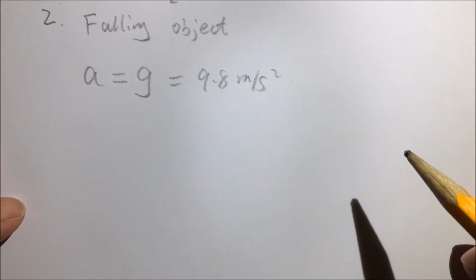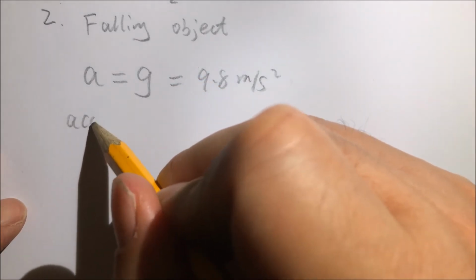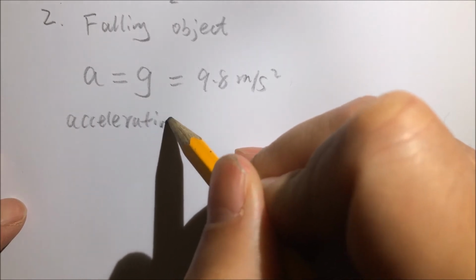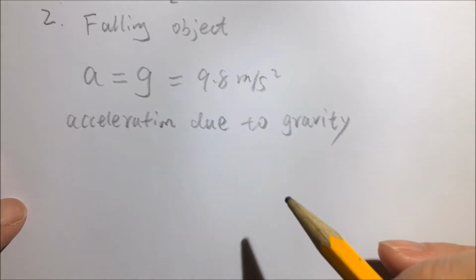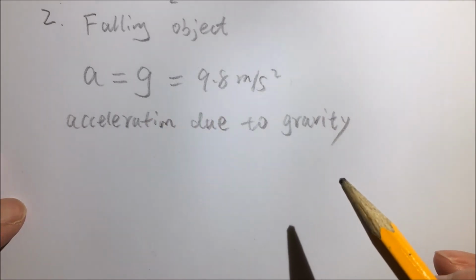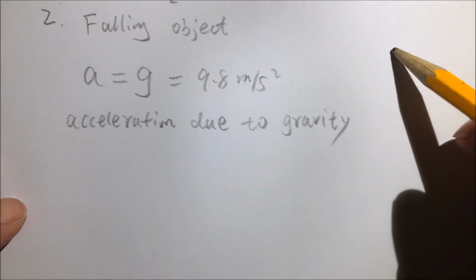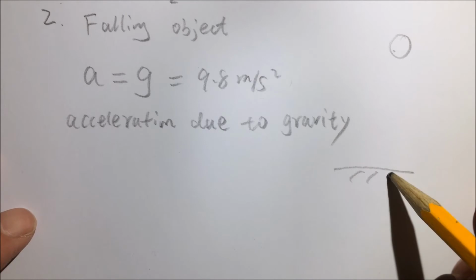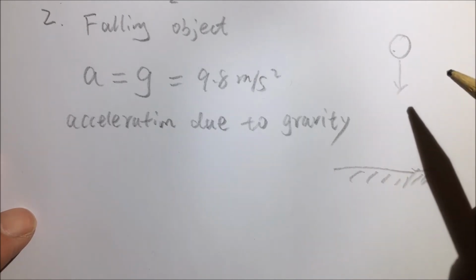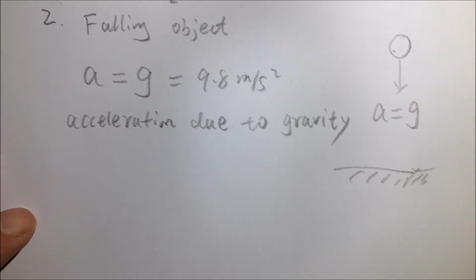So this is a review. We don't have time to go into details. You should know this is called acceleration due to gravity. So g is always a constant. It's 9.8 meter per second squared. So that describes the object falling down to the ground with acceleration equal to g, which is 9.8 meter per second squared.